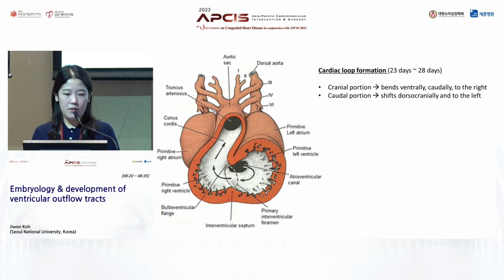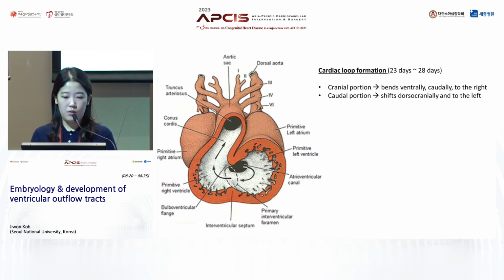The next step is cardiac loop formation. As we all learned from embryology class, the cranial portion of the cardiac tube bends ventrally and caudally to the right to form this structure, while the caudal portion shifts dorsocranially and to the left. So this is the ball-like structure made by looping of the cardiac tube.